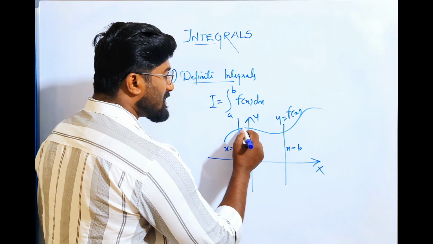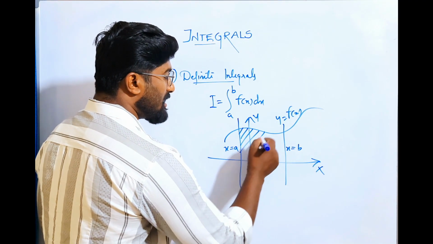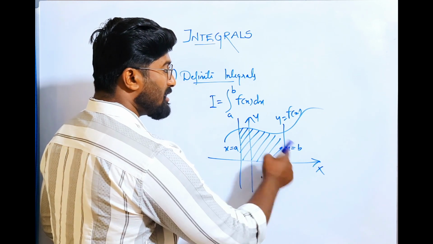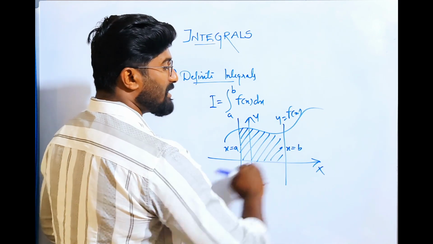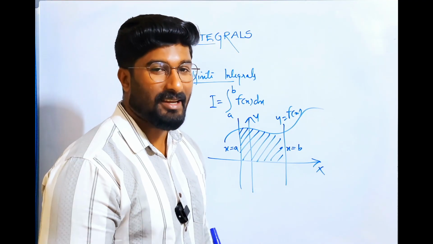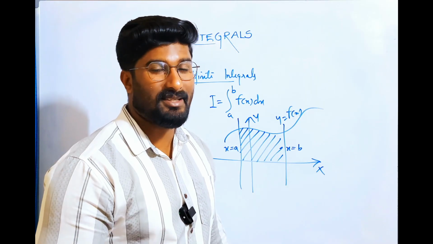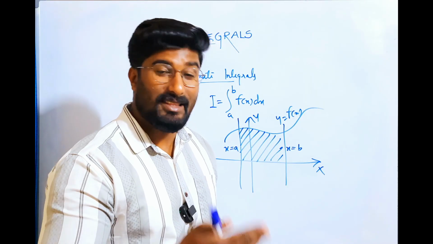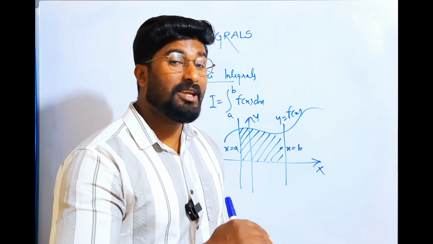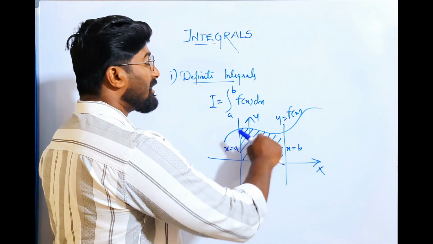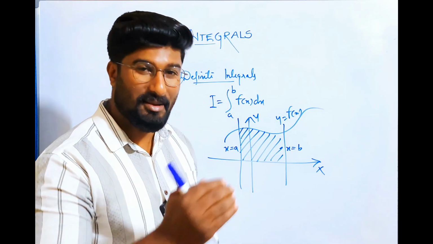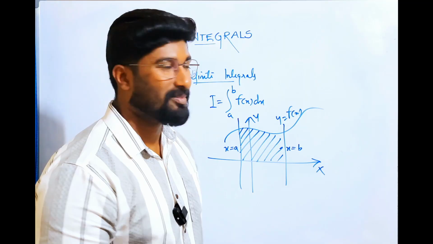Then here you can see the x-axis. So this is a region bounded by x is equal to a, x is equal to b, y is equal to f of x and the x-axis. You know how to easily find the area of a rectangle. Area of a rectangle is length into breadth. Area of a circle, area of a triangle, all this you have learned in smaller classes. So here, how can we find the area under this curve? That is the integral from a to b of f of x dx, meaning the definite integral.